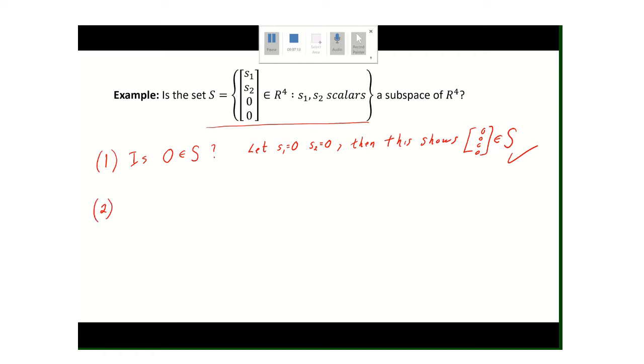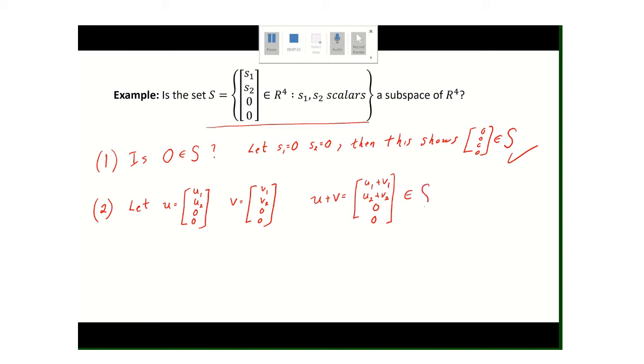Second condition, is it closed under vector addition? Let U be some vector in there, U1, U2, 0, 0, and V be a second vector, V1, V2, 0, 0. What happens when I add them up? U plus V is equal to U1 plus V1, U2 plus V2, 0, 0. It's obvious this is two numbers followed by two zeros. That is in S. So vector addition is satisfied. When you have two vectors that are in your set and you add them together, you're still in your set. You don't leave your set.